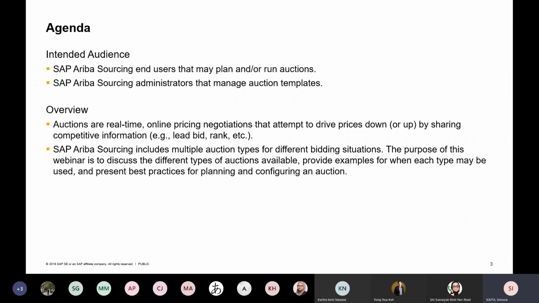The purpose of this webinar or this session is to discuss these different templates, to discuss the different auctions available, and try to provide you 2 or 3 examples for each auction type, and provide you with best practices for planning and configuring an auction.